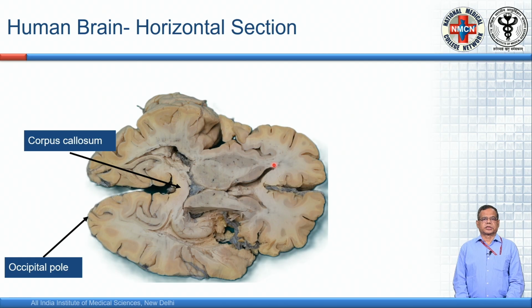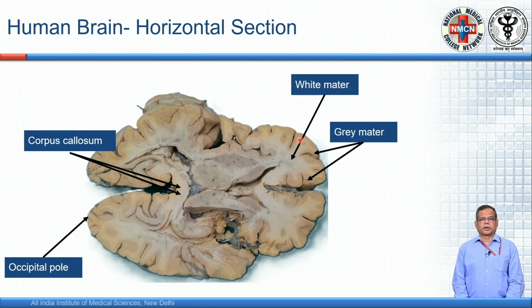This is a horizontal section of the brain where you can appreciate the color difference. The outer part is the gray matter, which contains the neurons, glia and some small fibers. The inner part is the white matter, which contains mainly the myelinated nerve fibers and some fibers of the glial cells.